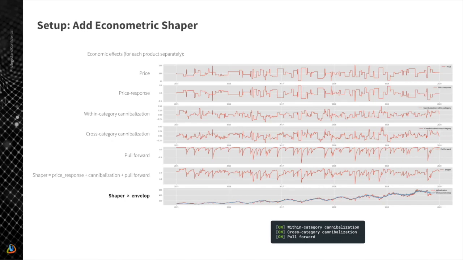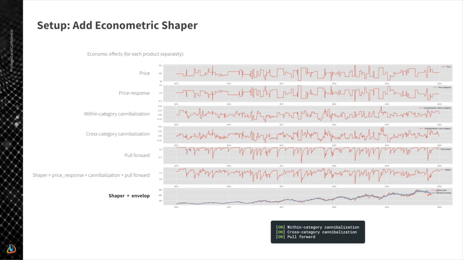And then we also create series that simulate within category and cross-category cannibalization. So this series is essentially proportional to the ratio between product own price and average price within the category and average price in the other category. And then we also simulate pull forward effect through generating this shaper that essentially tells us that we have negative impact on the demand after we raise the price.